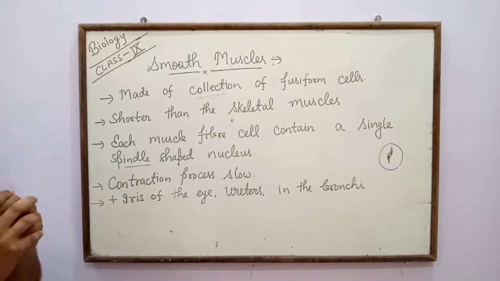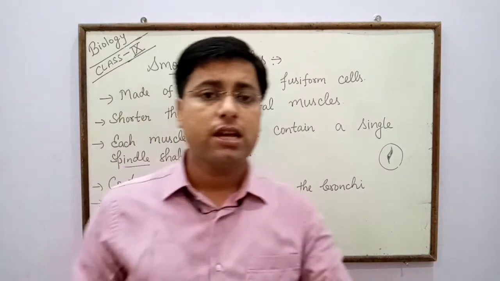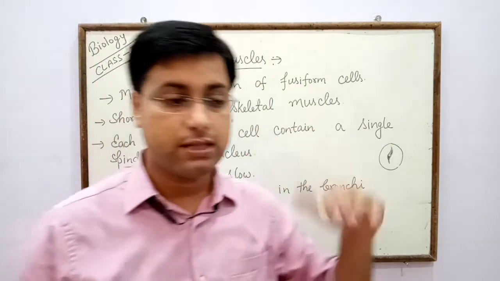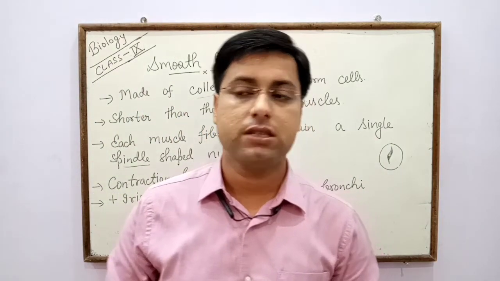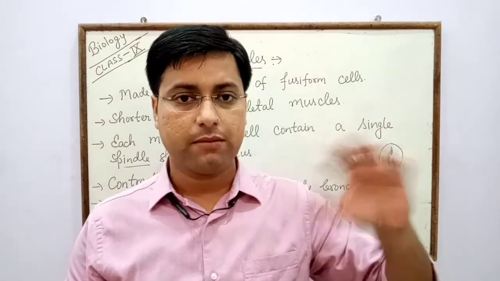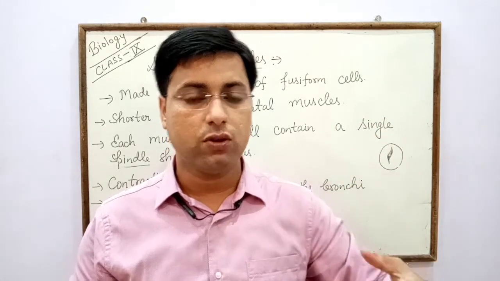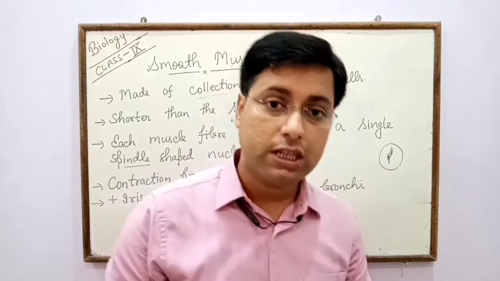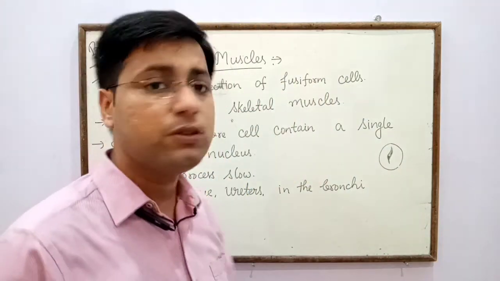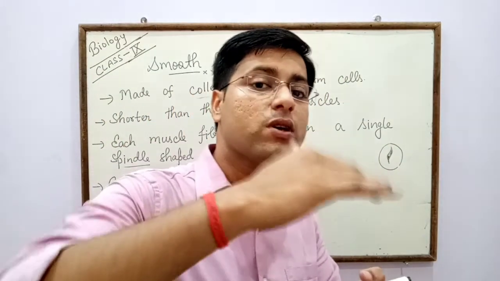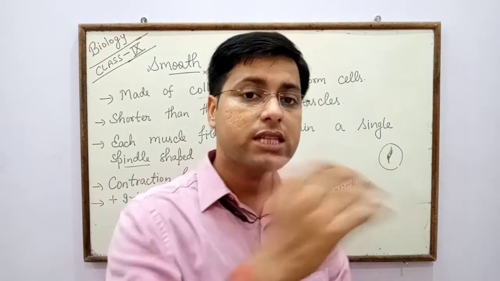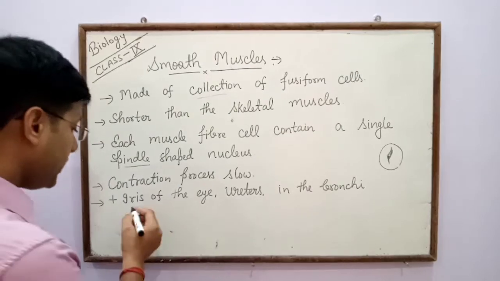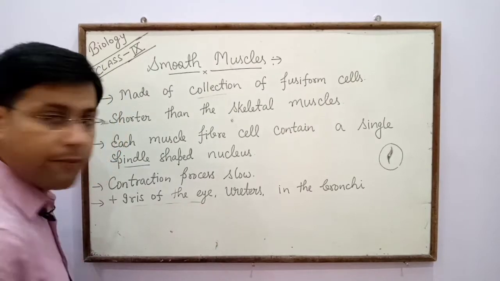After that, the contraction process of smooth muscle is very slow. In skeletal muscle, the contraction and relaxation processes are fast, and due to contraction and relaxation we are able to move from one place to another place. In smooth muscle, the contraction process is very slow in comparison to skeletal muscle, and it is commonly found in the iris of the eye.